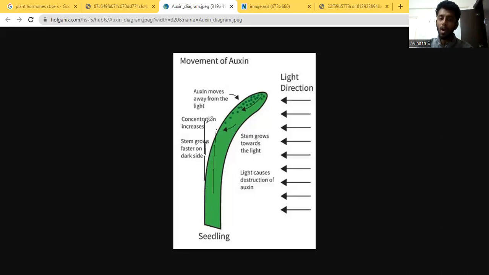So if the left side is growing, the right side will also grow. It will become like this. So eventually the plant will start to bend towards the sunlight. So this is how this happens.